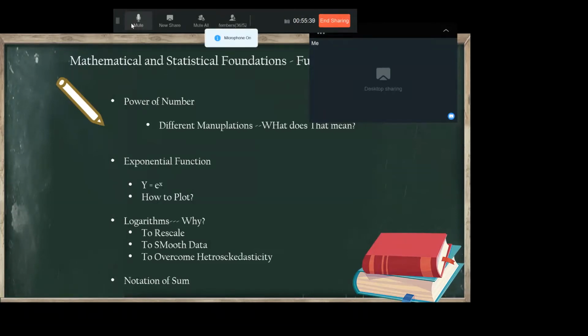So that's how we deal with the log. Now, one thing left behind is the notation of summation. We continue from here in the next lesson, on what the notation of summation is and how we define summation.